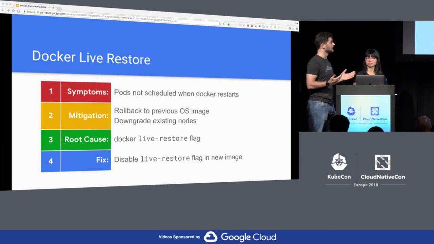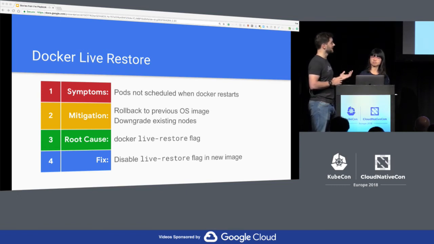So what went well here? Well, we were able to spot the issue pretty quickly before the new OS image got rolled out too far. And we were able to downgrade affected nodes to the previous OS image, where possible.